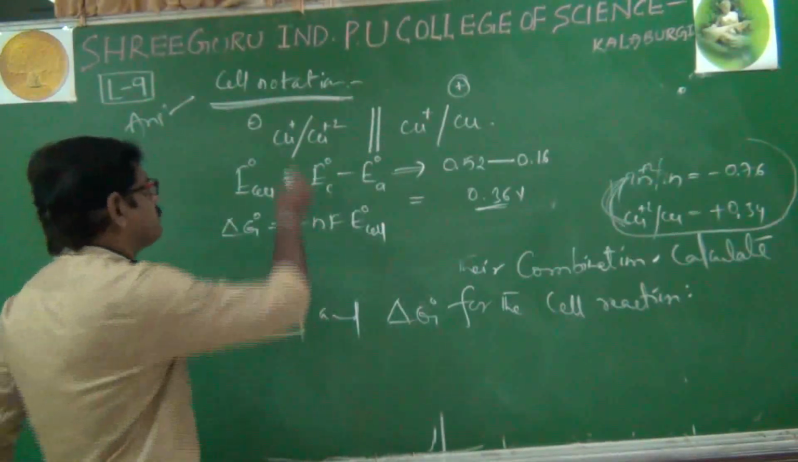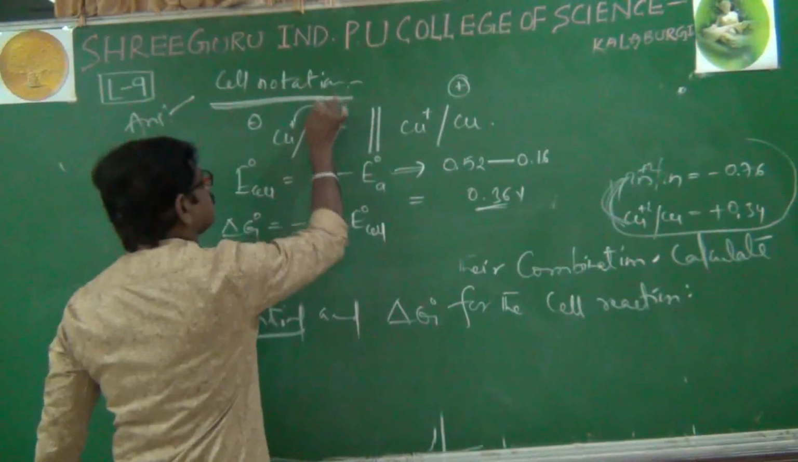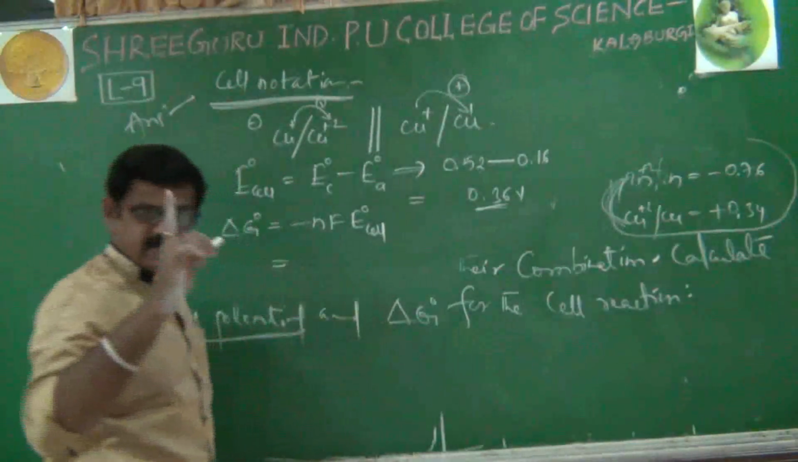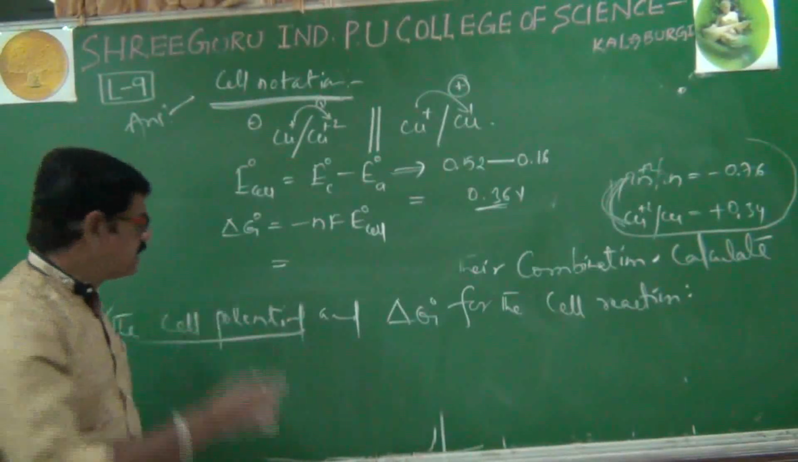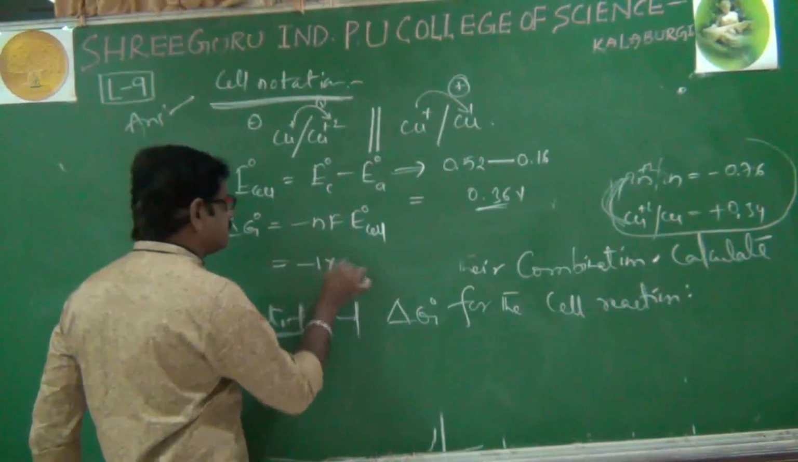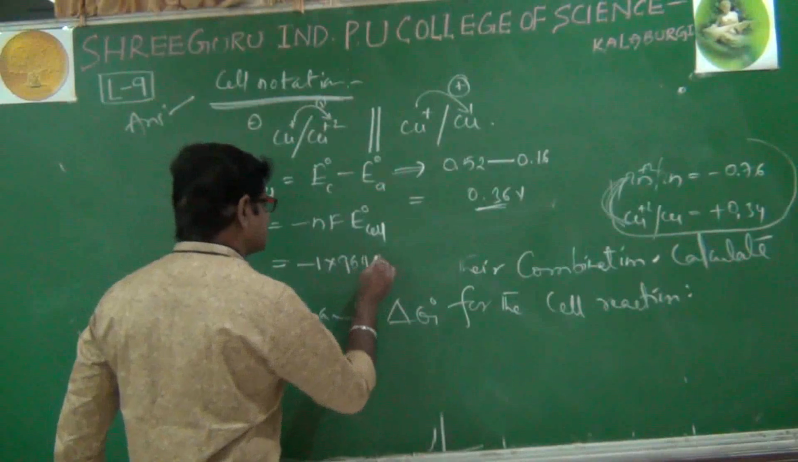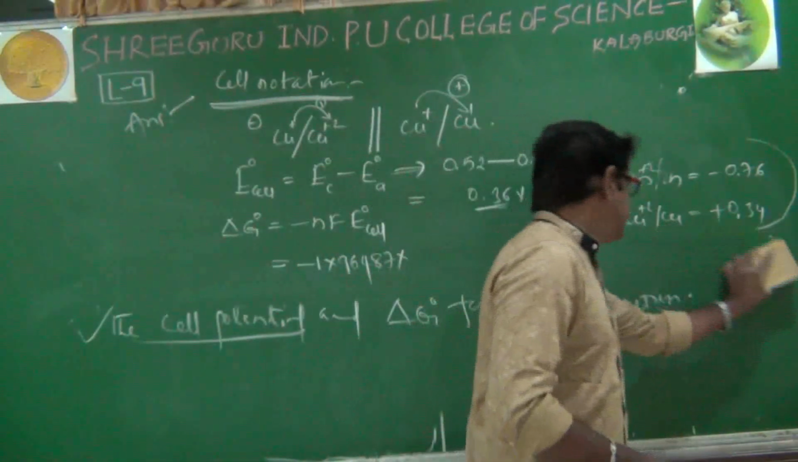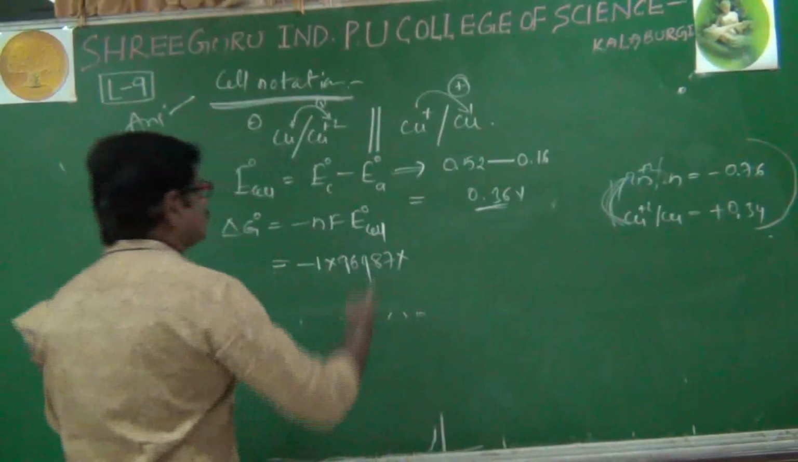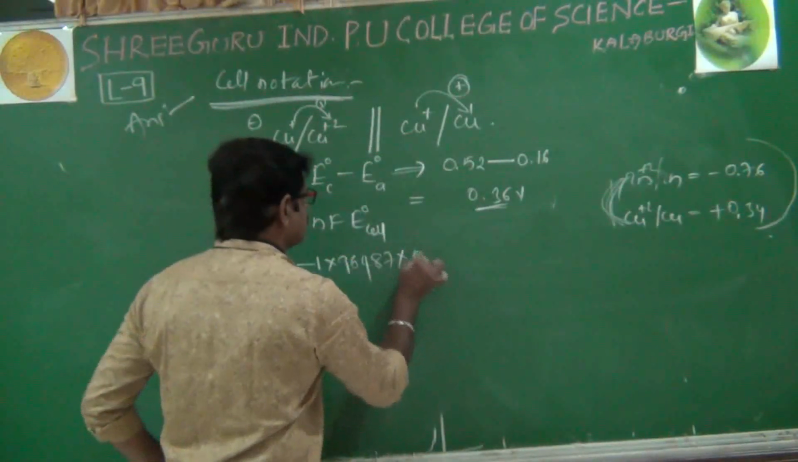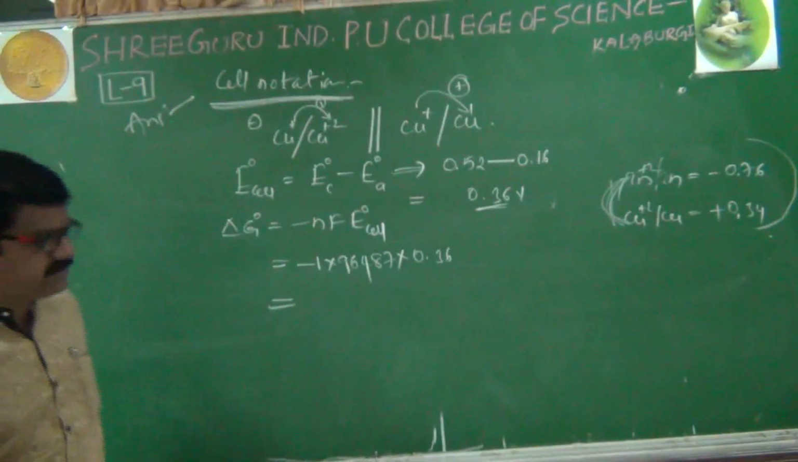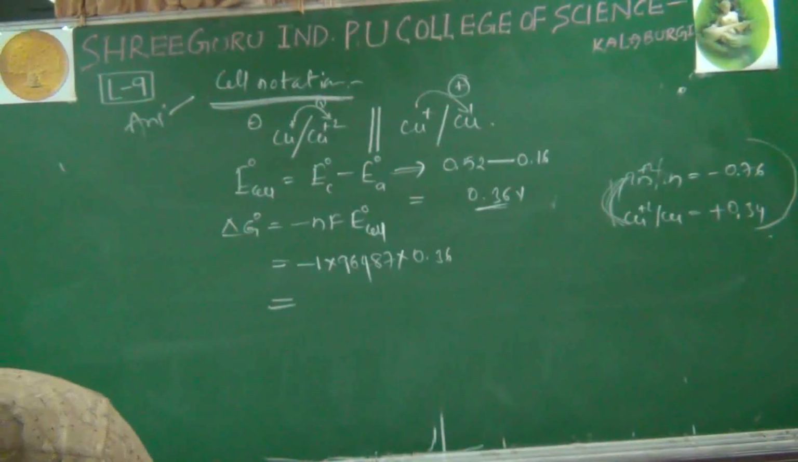Very simple. Here plus 1 converted to plus 2, only 1 mole. Here plus 1 converted to 0, again 1 mole. That's why the n value is just 1. So minus 1 into 96,487 into the E naught cell value, which we just calculated, 0.36.